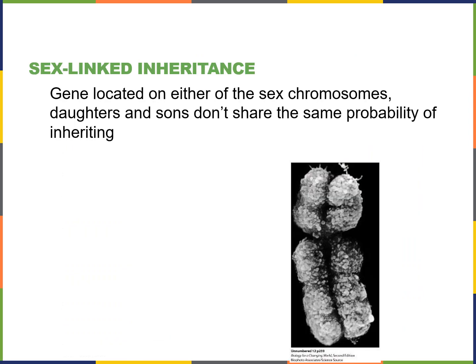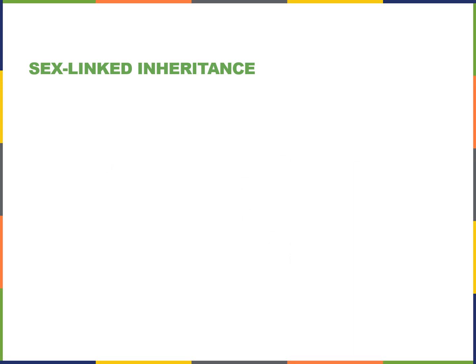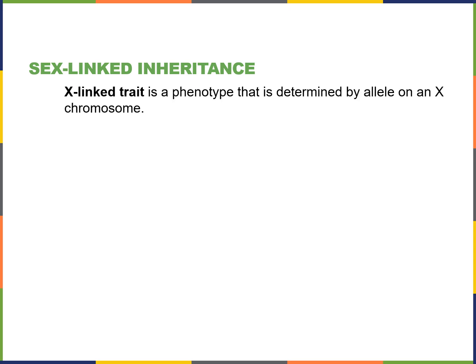Okay, so when we're talking about sex-linked inheritance, that means that it's a gene located on either of the sex chromosomes, X or Y. So daughters and sons don't share the same probability of inheriting it. In addition to being called sex-linked inheritance, this is often called X-linked inheritance, because it's referring to X-linked traits, which is a phenotype that is determined by an allele on the X chromosome.